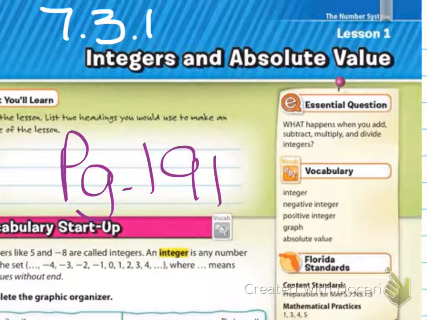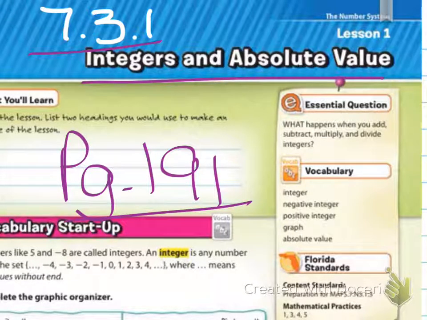All right, guys, we're looking at 7.3.1, Integers and Absolute Value. That's the 7th grade textbook, Chapter 3, Lesson 1, and it begins on page 191. Make sure on your paper that you're writing on the very top 7.3.1, Integers and Absolute Value, and that it begins on page 191.